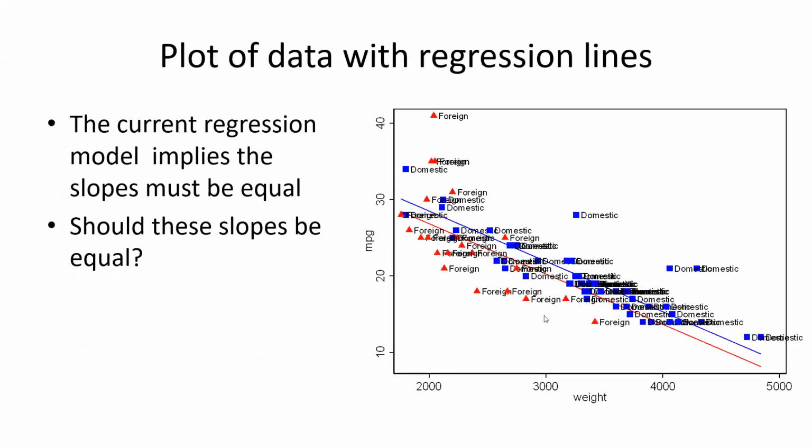So here we have a fit of that model visualized. The blue squares are domestic cars, and the red triangles are the foreign cars. We know the lines must be parallel because they have the same slope. That's by design in the model. And I think for the blue squares, that looks pretty reasonable, right? When I look at the shape of the data.